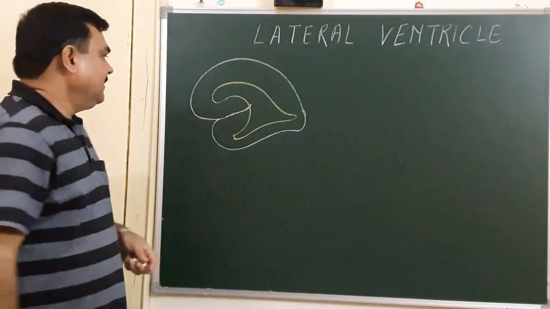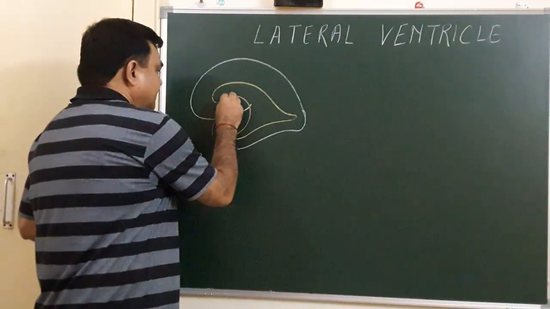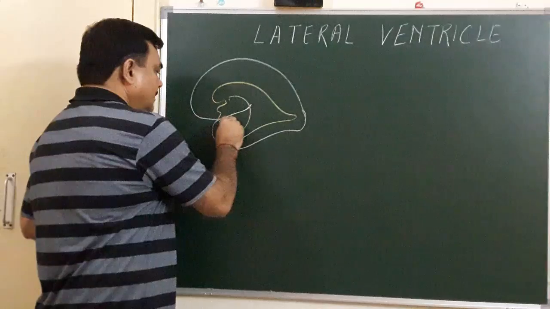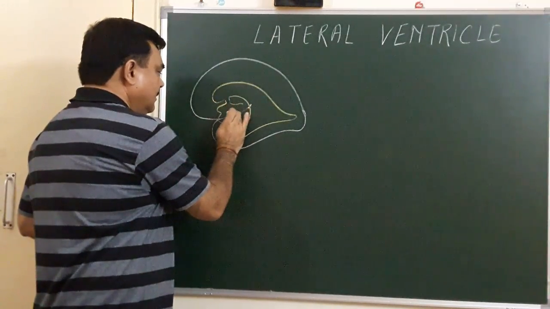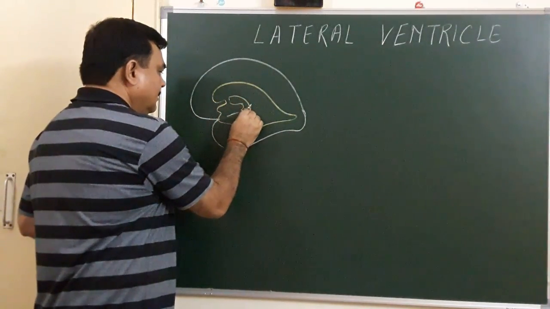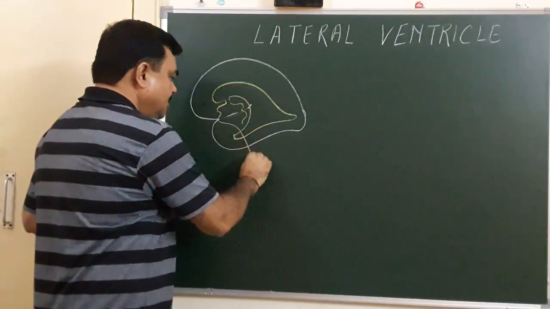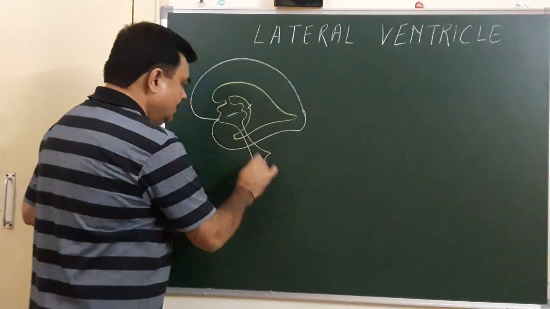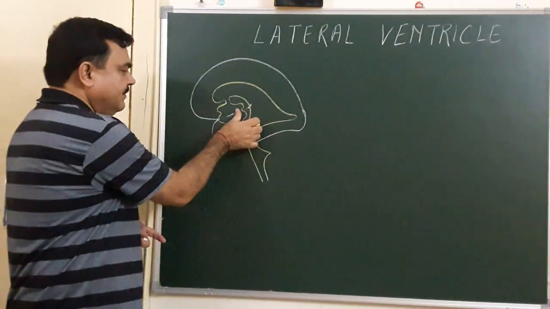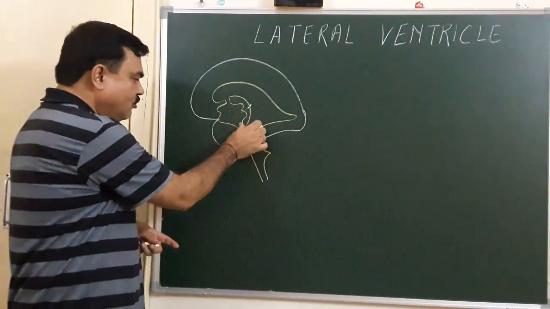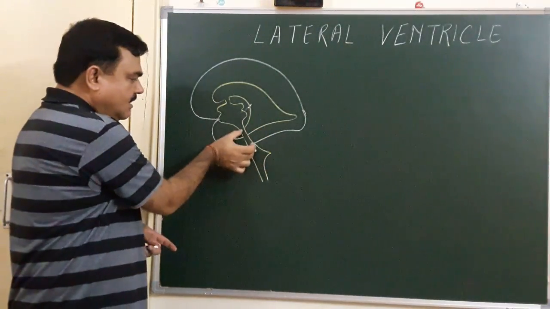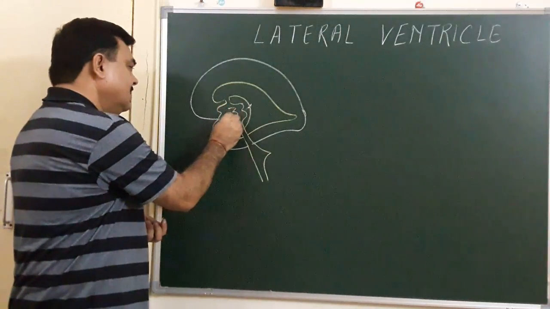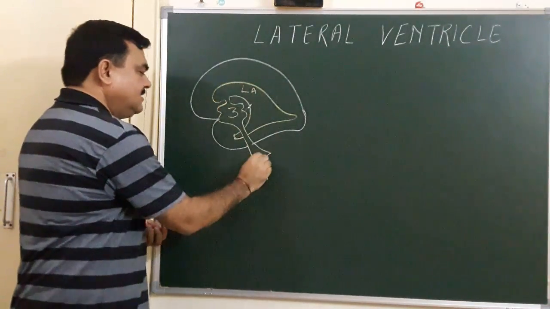This is C-shaped in position. Here is the position of the third ventricle. Here, this is the position of the fourth ventricle. From here to here, this is the cerebral aqueduct. So this is the third ventricle, this is the lateral ventricle, and this is the fourth ventricle.